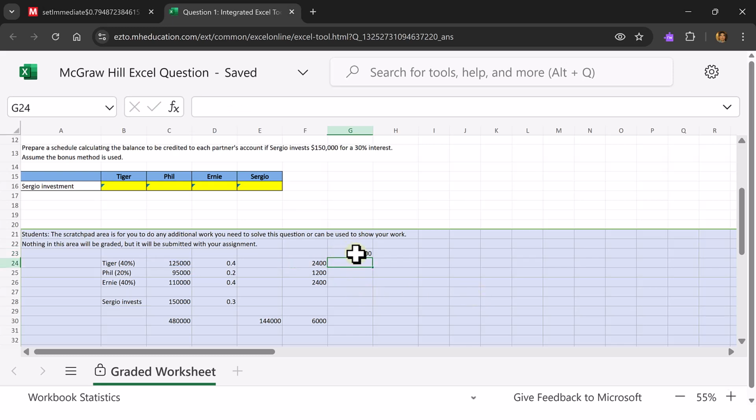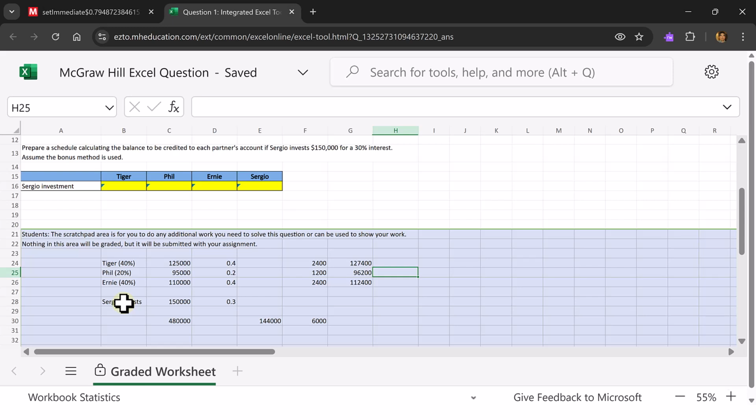$2,400. Let me start that over. I'm in the wrong cell. Beginning capital of Tiger plus his bonus. Now we can just copy that down for the other two partners. So they end up with these amounts in their capital account after admitting Sergio.